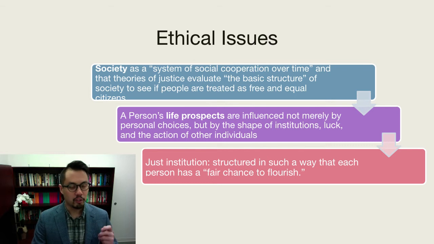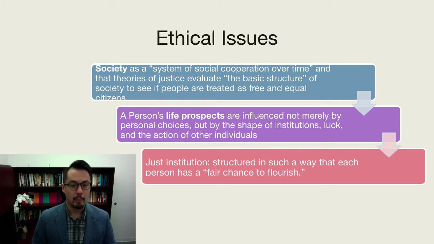Now, we talked about society as a system of social cooperation over time, and that theories of justice evaluate the basic structure of society to see if people are treated as free and equal citizens. So this means that we need to ask whether the benefits and burdens of cooperation are distributed equitably. So the basic structure includes, as we talked about, political, economic, and social institutions, things that make human cooperation possible.